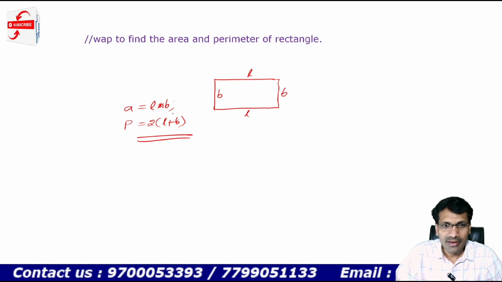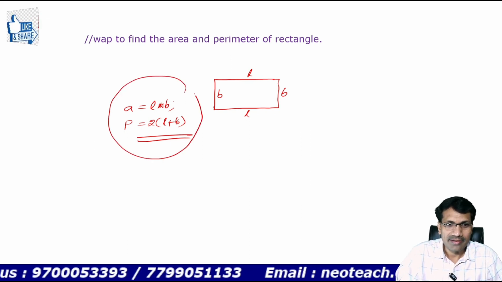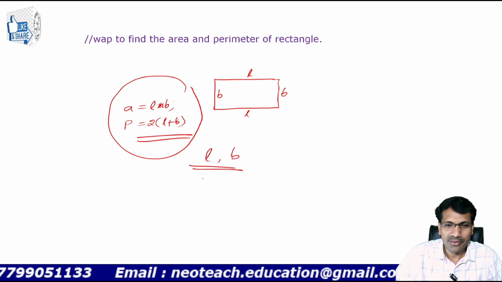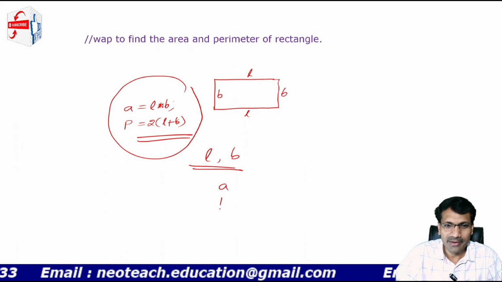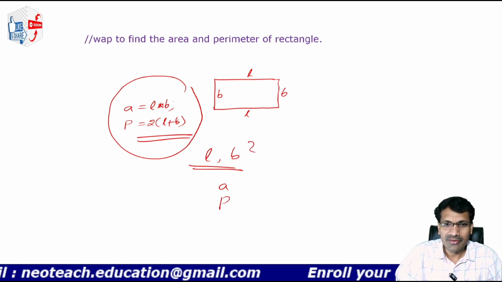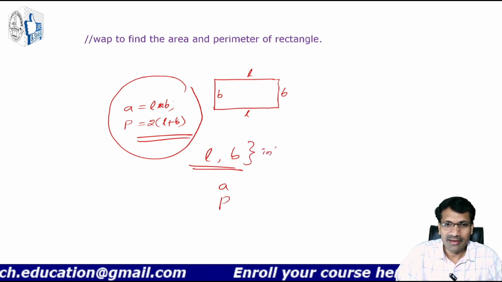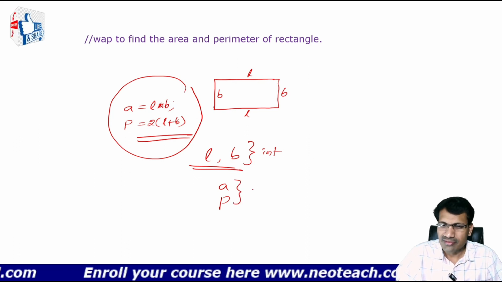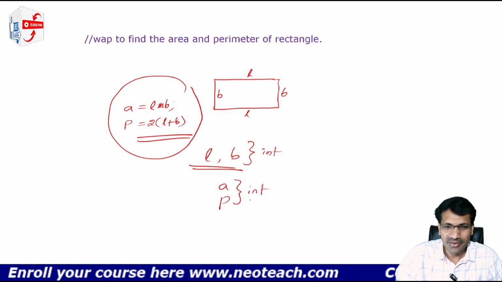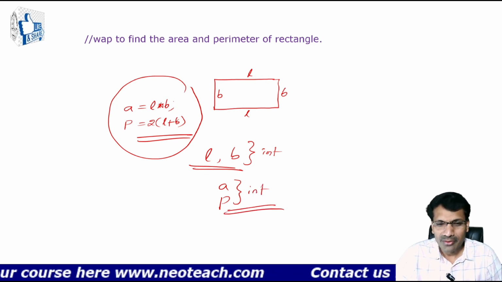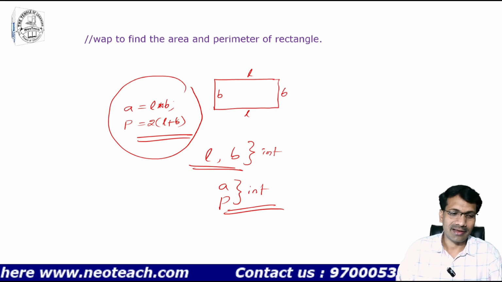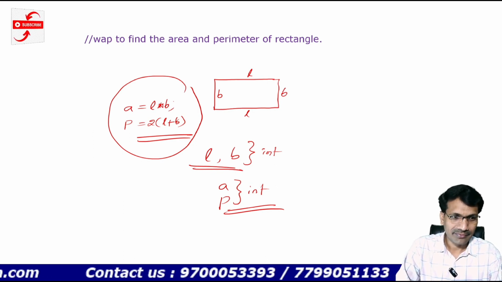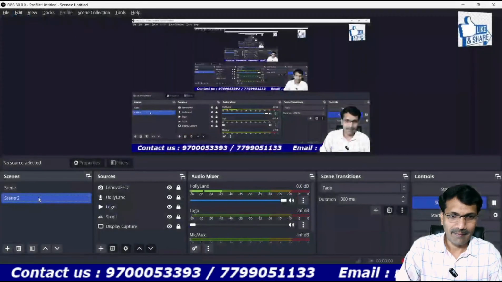Okay, so according to these two formulas, what are the input values? L and B are the input values. What are you going to find? Area and perimeter you are going to find. So these two values you can take as either integer or float, but these also must be the same, either integer or float. Okay, anything is okay. So I want to take all of them as integer type. Okay, so let me write this program.